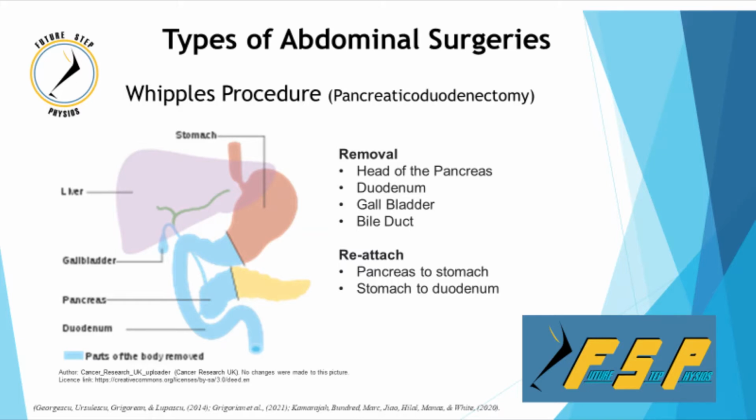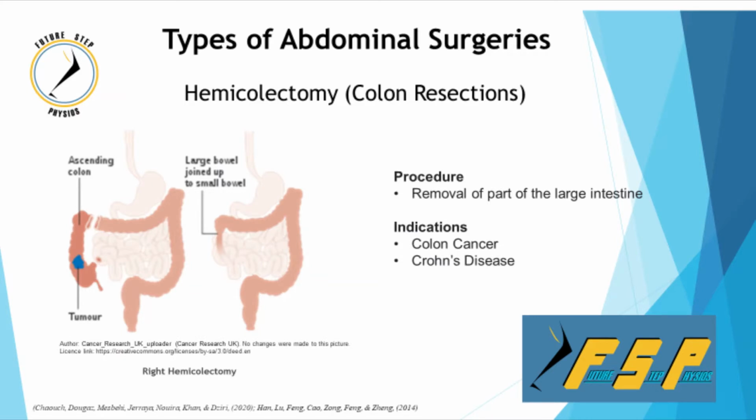The surgery includes the removal of the head of the pancreas, duodenum, gallbladder, and bile duct, with a reattachment of the pancreas to the stomach and the stomach to the duodenum. The surgery is indicated for either malignant or benign tumours of the pancreas, the distal common bile duct, and the duodenum. In much rarer cases, the surgery will be done for trauma of the pancreatic head or duodenum. This is important for us to know as well, given that the presence of cancer can also increase the PPC risk, as we'll discuss in later slides.